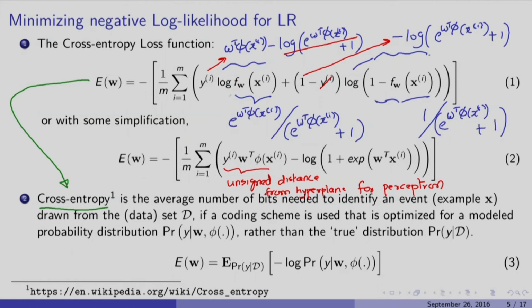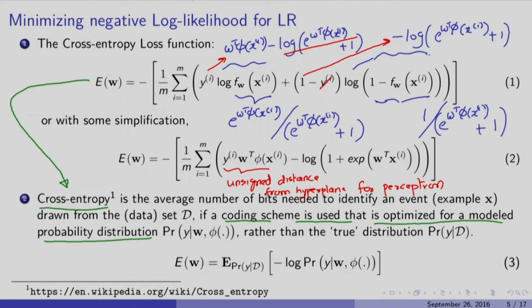So you could think of the log terms here as encapsulating the bits needed to identify an event, an example x. This is based on the model distribution. So it is the average number of bits needed to identify an example x drawn from a data set D. Now the thing is, the average is computed on the data set, whereas the compression coding scheme is using the model probability distribution. So the coding scheme that is used is optimized for the model probability distribution.